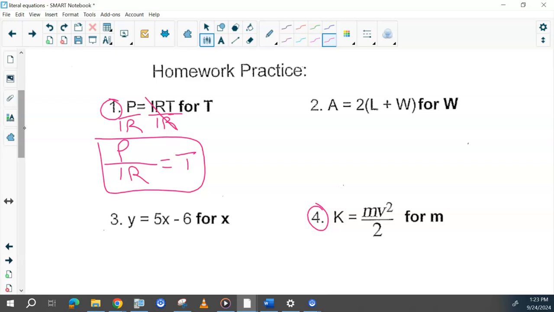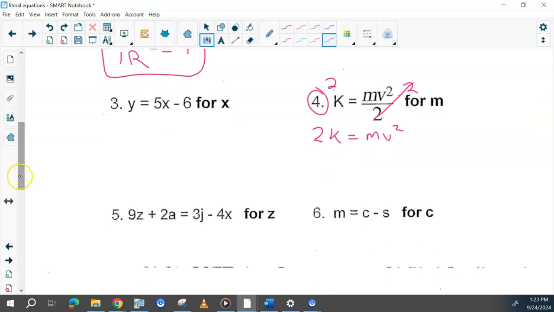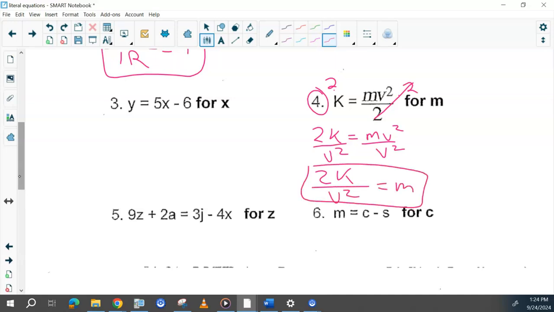In 4, we're solving for m. How would we do that? Multiply both sides by 2. We have 2k equals mv squared. What would be the next step? If we were solving for v, we would square root, but we're not. We are going to divide by what? V squared, yes. So that we get 2k over v squared equals m. That is our final answer.